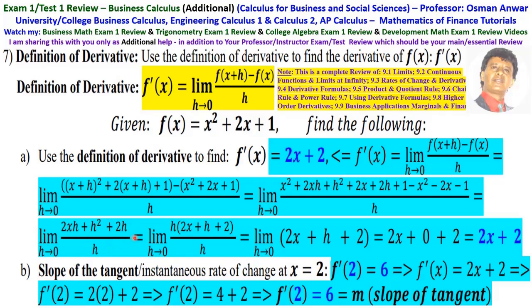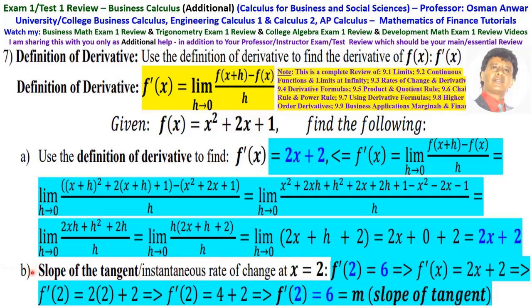So this is equal to limit as h approaches 0, factor out h, so this is h times (2x plus h plus 2) over h. So the h cancels the h, then it is limit as h approaches 0 of 2x plus h plus 2. So this is 2x plus 0 plus 2, which is 2x plus 2.